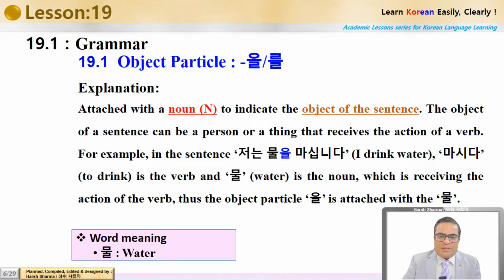Ul or rul is the object particle. The object particle can be added only and only with nouns. What is an object in a sentence? Again, let's check. The object in a sentence receives the action of the verb. So as soon as we see this ul or rul in any sentence with any noun, we can identify this is the object. Is it clear now? I hope it is clear now. So let's check it in more detail.